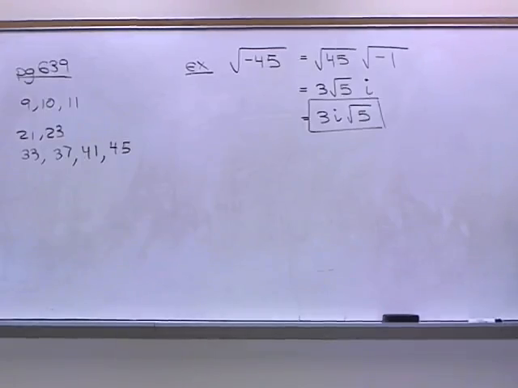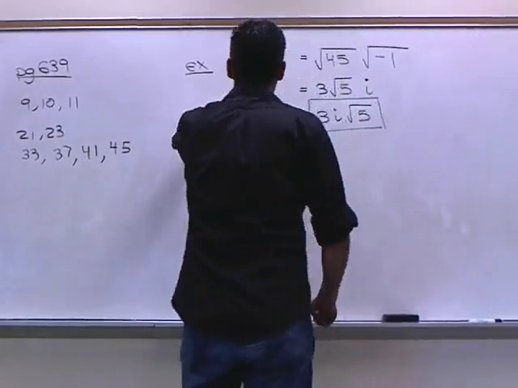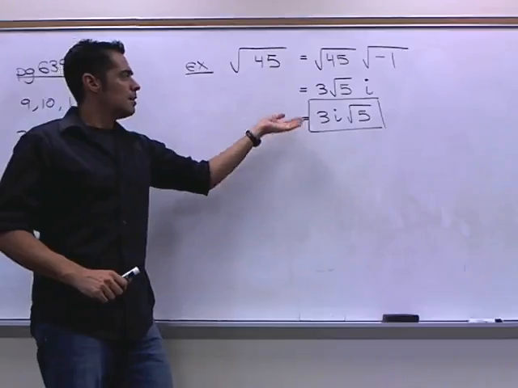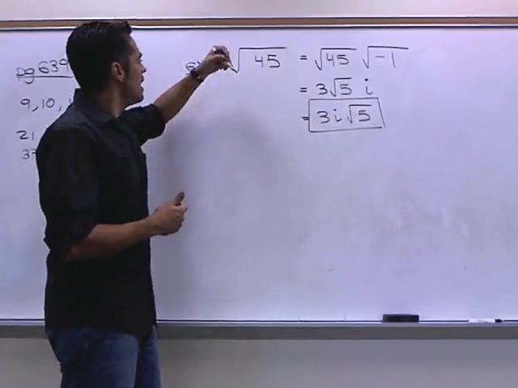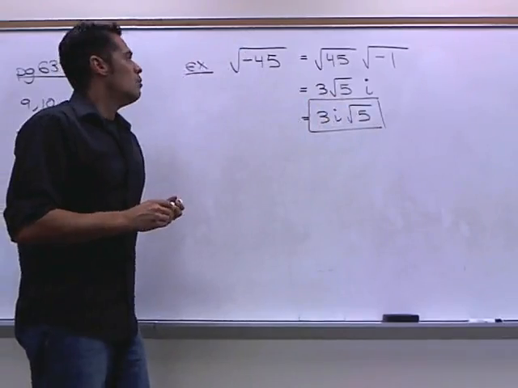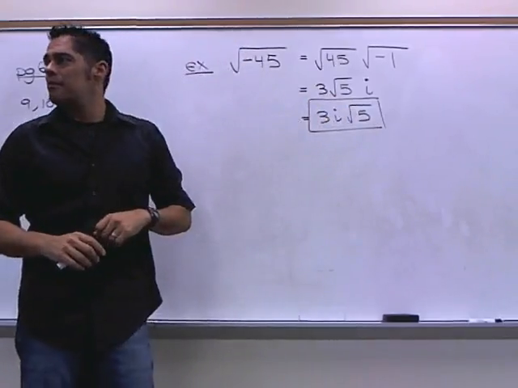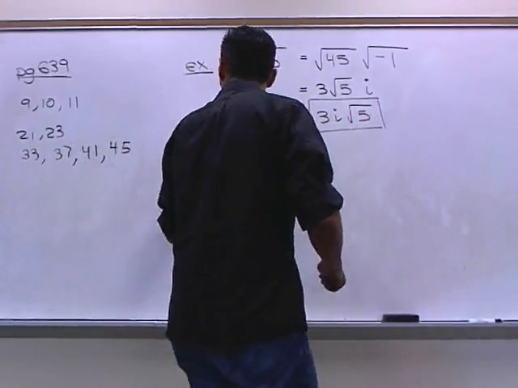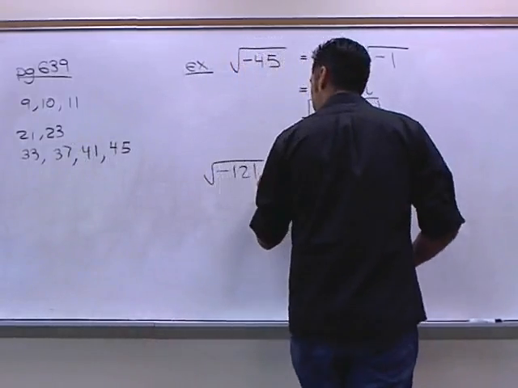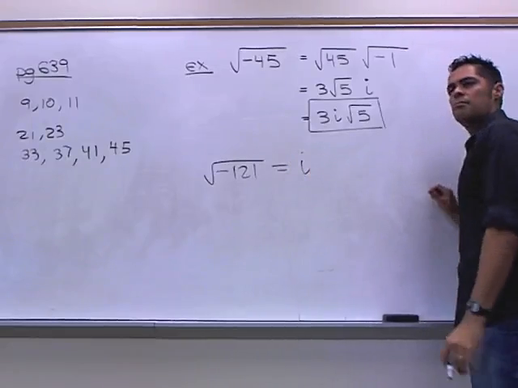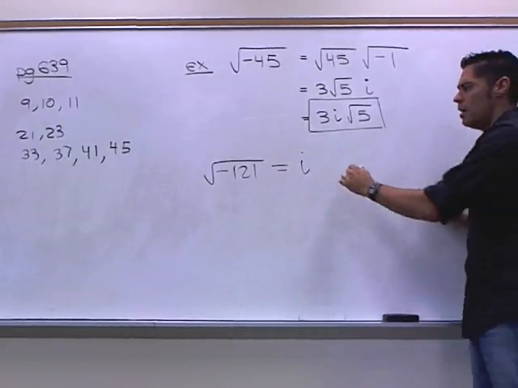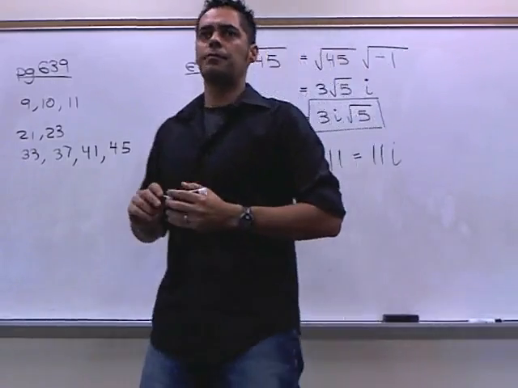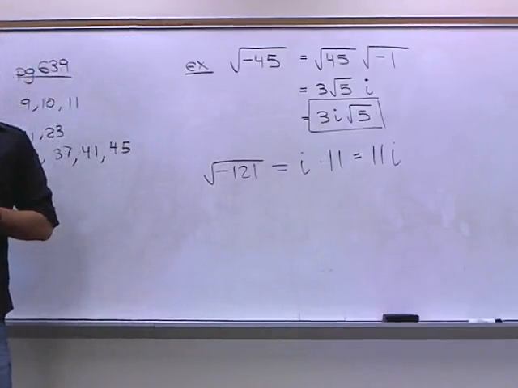There's kind of a rule of thumb. If that negative wasn't there, our answer would have just been 3 root 5. But as soon as there's a negative underneath a square root, we know we can just get rid of the negative and throw an i on the outside. Square root of -121: I know I'm going to have an i, and the square root of 121 is 11. So I write 11i. Make sense?